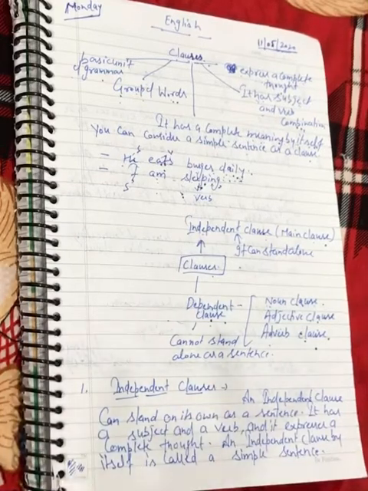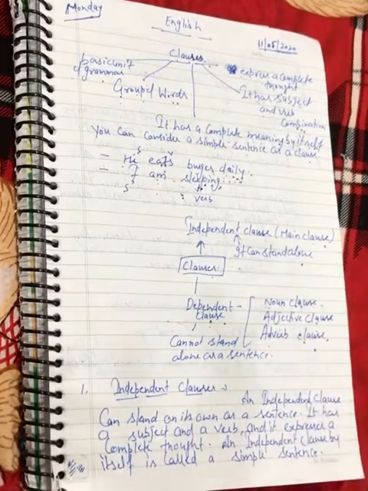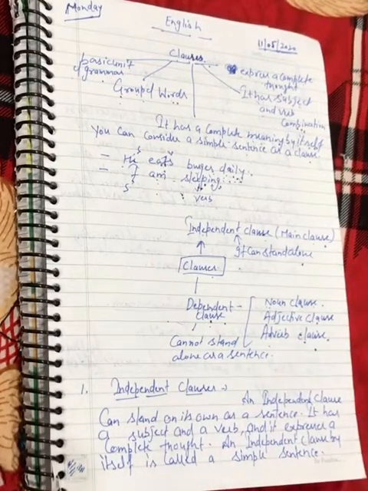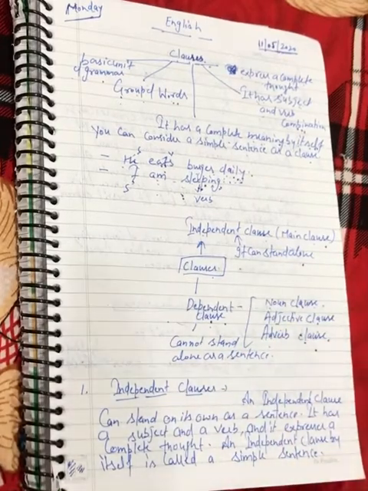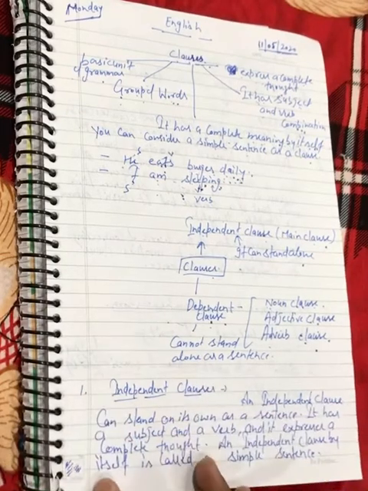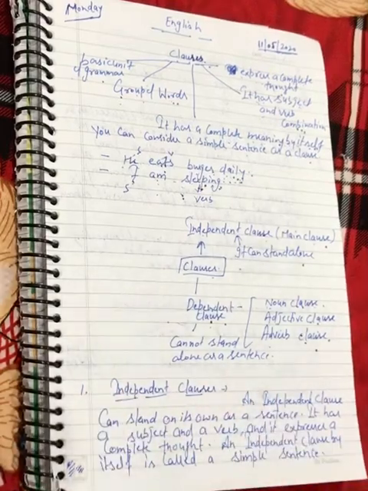Now, the word independent itself tells us that this sentence will not depend on any other sentence. It can stand alone. So that's why we call this an independent clause. An independent clause will not depend on anything. It can stand alone. So here I have the definition, or the information, about independent clauses.